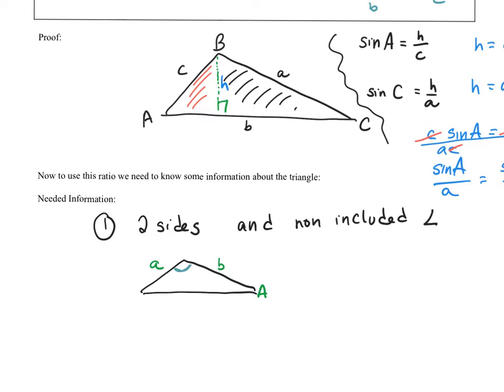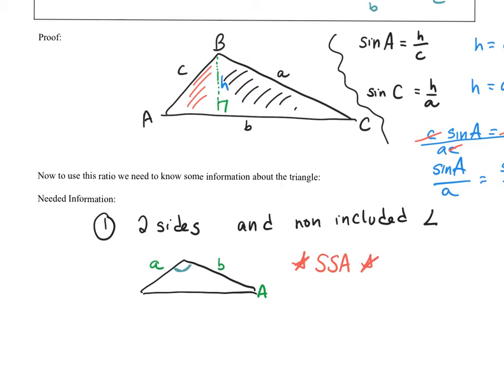This one sometimes is tricky. We sometimes refer to this as the SSA case. And this one has several different subcases. This one can be somewhat problematic, so we'll talk about that one in detail. But you can use the law of sines to solve these triangles.